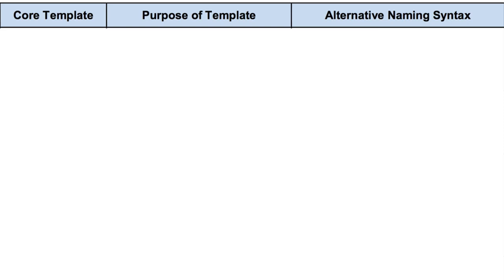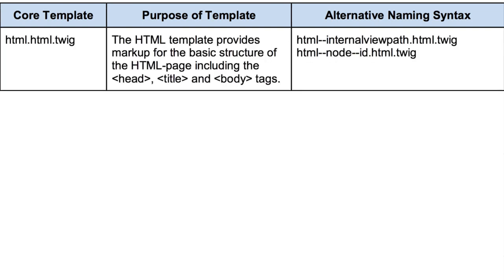All right, so in this video, we're going to start to actually override our template files, and we'll dig into that. But just before we do, a quick reminder of some of the more common template files that we'll override. html.html.twig. This template provides the markup for the basic structure of the page, the head, the title, and the body tags. If you wanted to override that for a particular node, you could use html-node-id, say 5.html.twig.